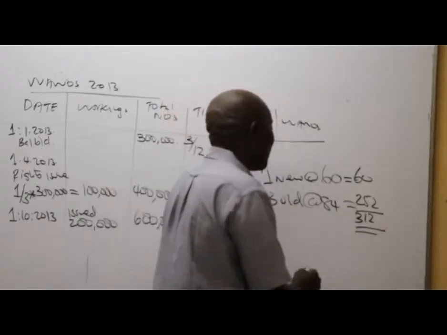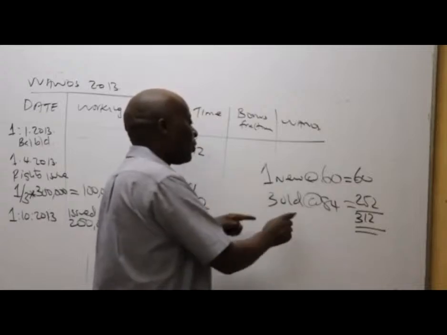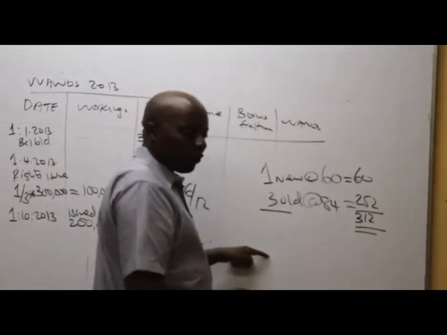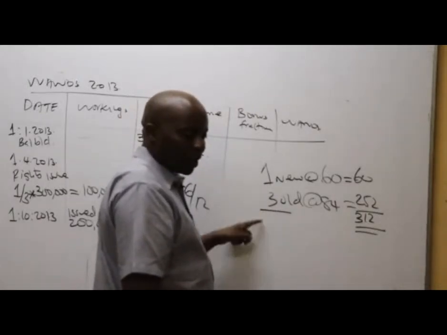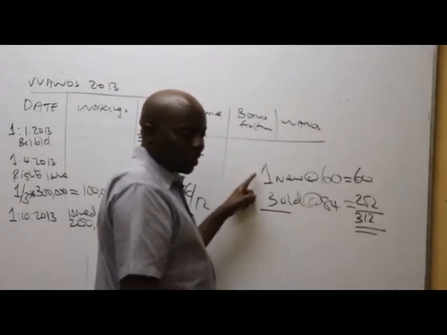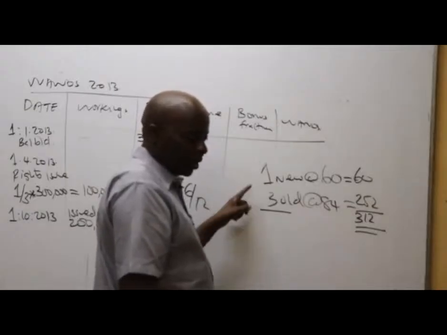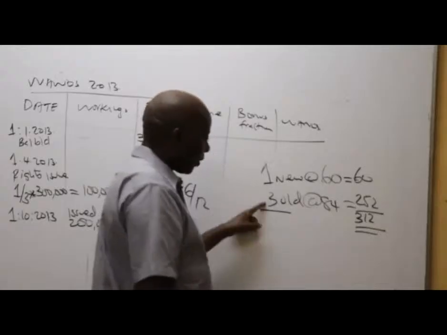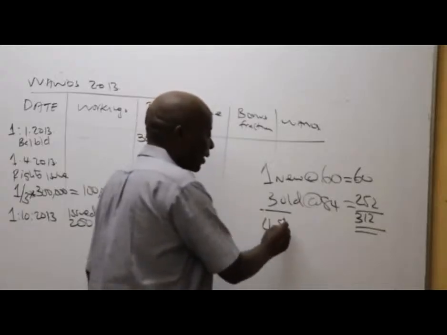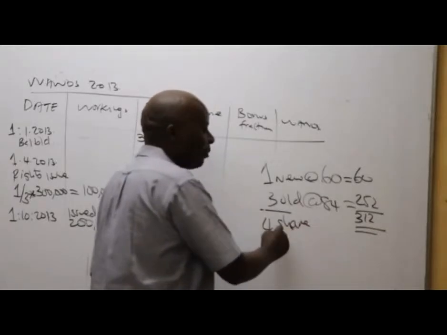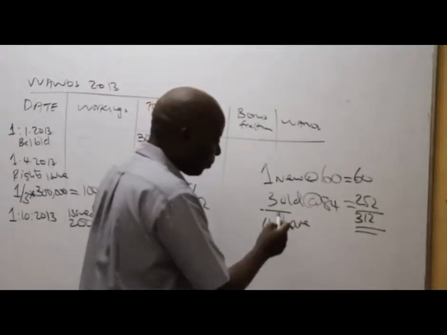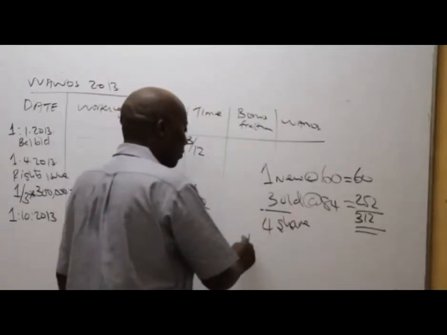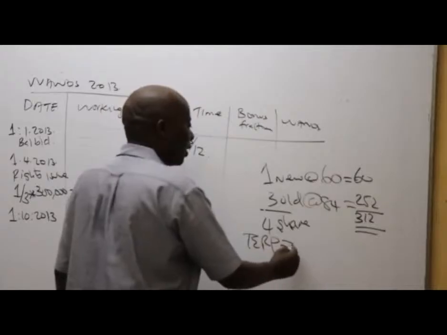312. Kwa hivyo inamaanisha this 312 is for how many shares? Ati 1 neke. Ukiongeza itakuja 4 shares. So how about 1? So the price for 1 now here will be the theoretical ex-rights price, which will be 312 over 4.